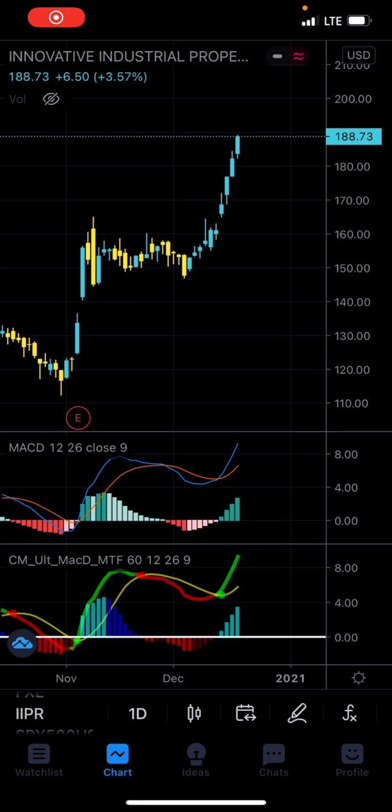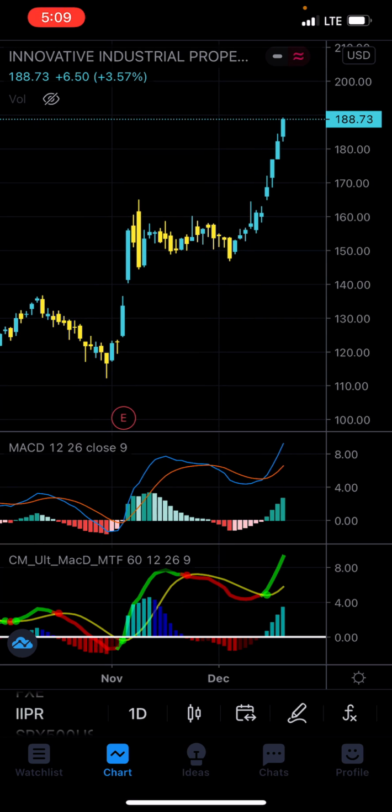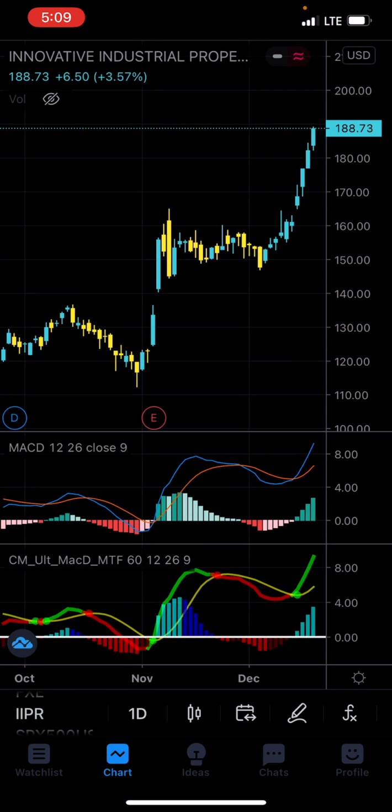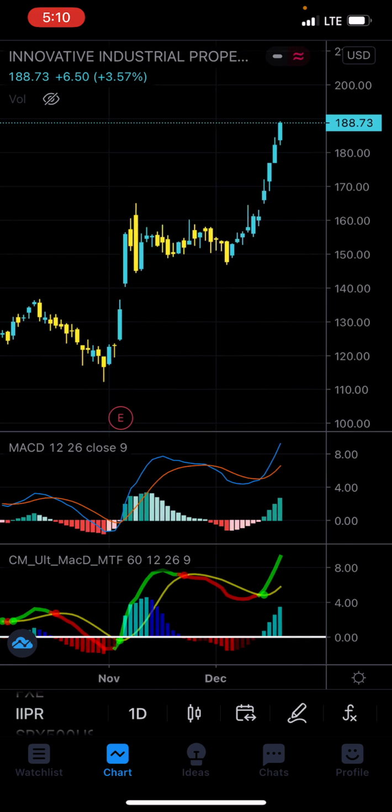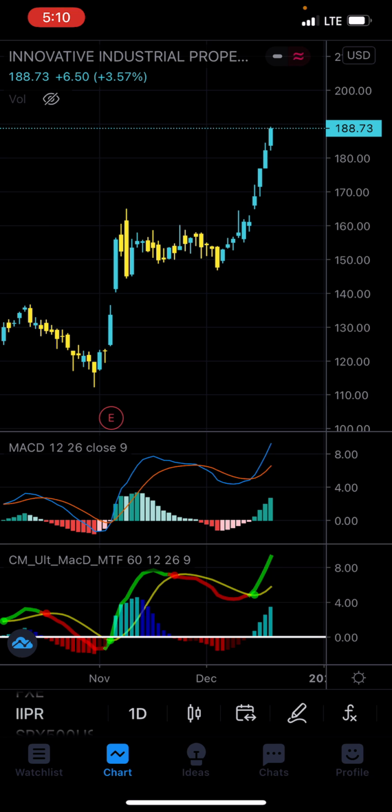Hey guys, so we'll be doing a quick TA on IIPR. Last time we did a video on this for a TA, I called the jump from around 120ish all the way to 165. So last time we did TA, it was around this level right here, and then it called for the jump and then another jump, right?